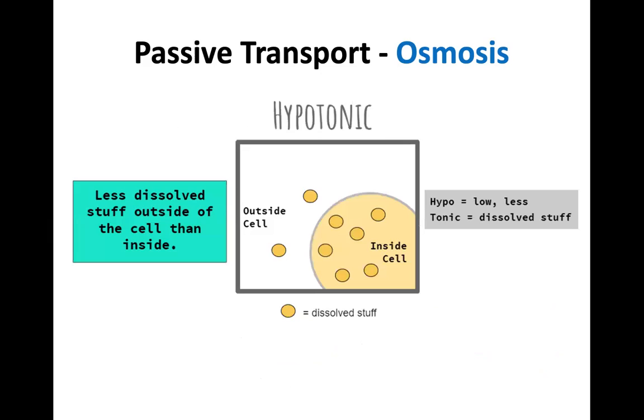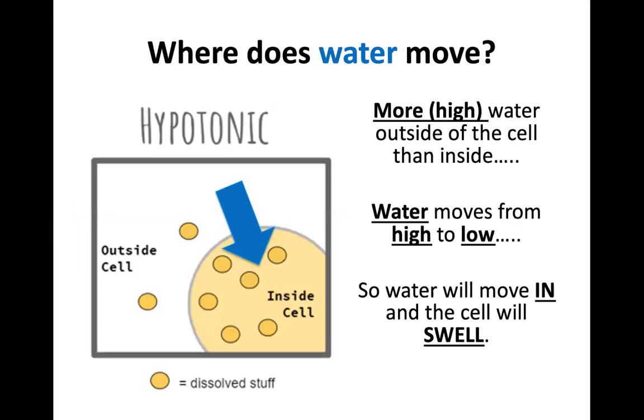So here's hypotonic. Inside the cell, there's less dissolved stuff outside. So hypo. Everybody following me? So more water, and the water is going to move from high to low, okay? And then the water will make the cell swell.